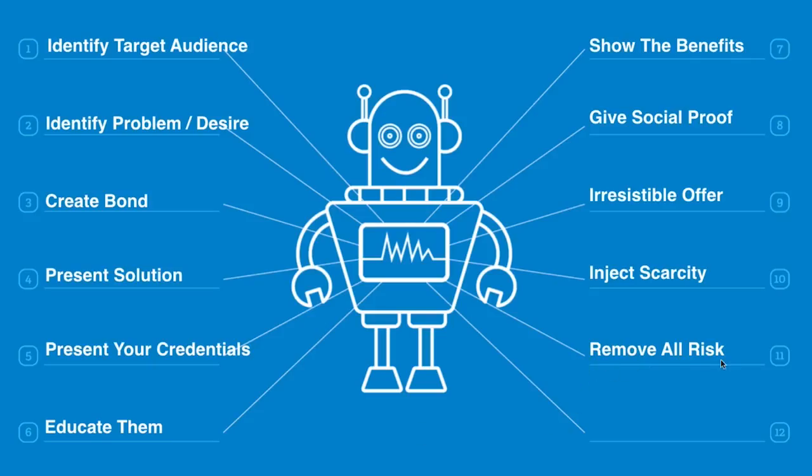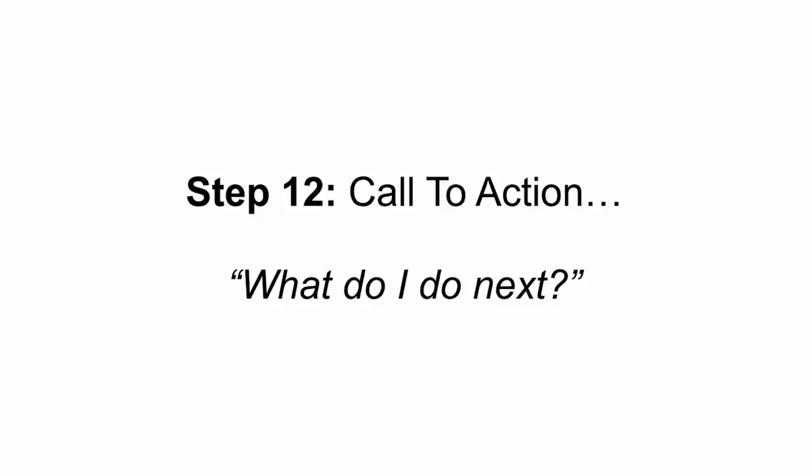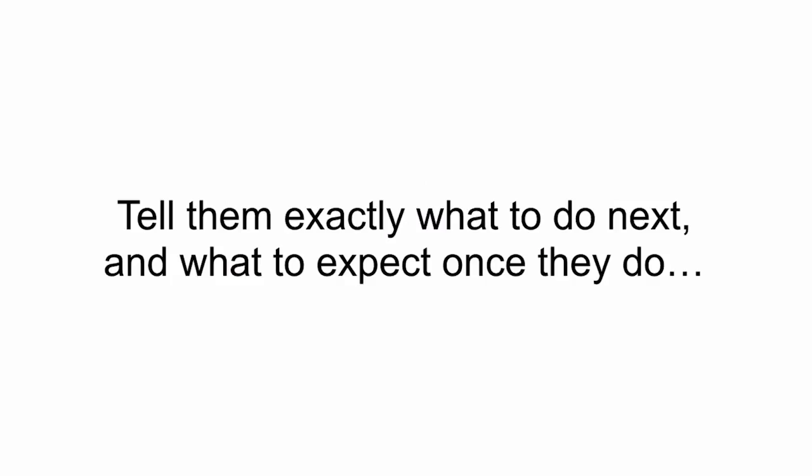So removing all risk is our 11th step, and that brings us to our 12th and final, which is our call to action. And that answers the question, okay, what do I do next? So at this point, all 11 switches have been turned on in your prospect's mind, and they're ready to make a purchase from you. The only thing that can mess it up now is letting them experience a single moment of hesitation or confusion. So to prevent this from happening, we want to tell them exactly what to do next and what to expect once they do.